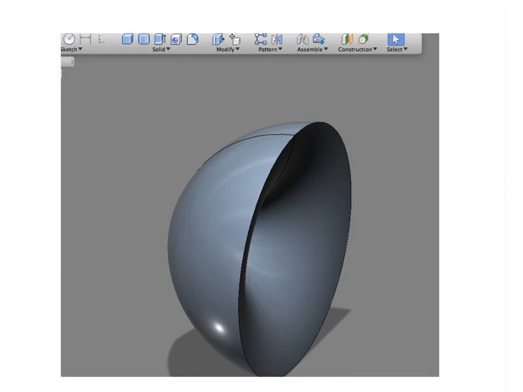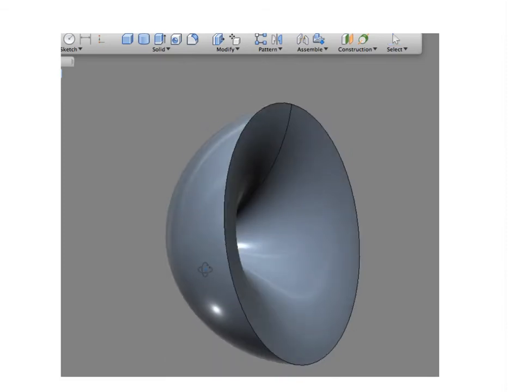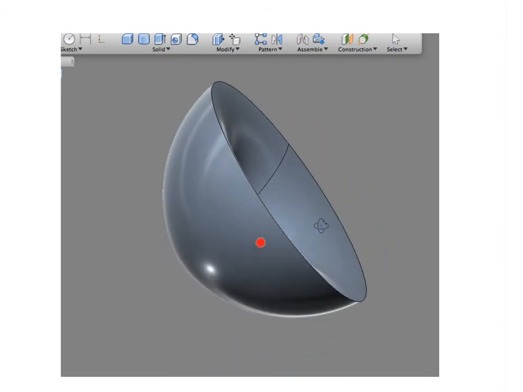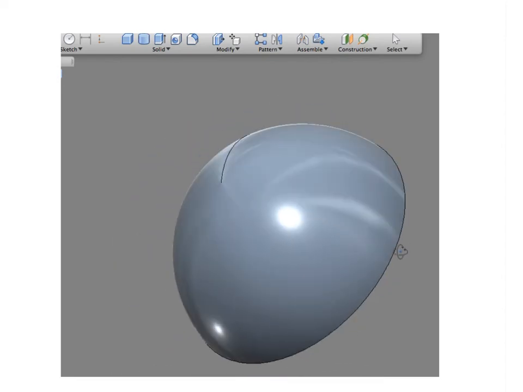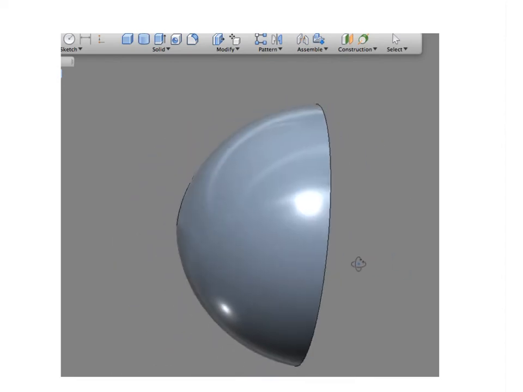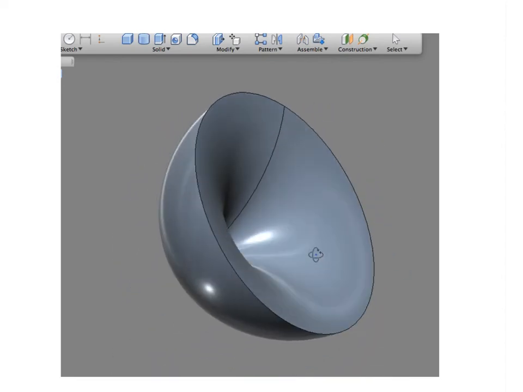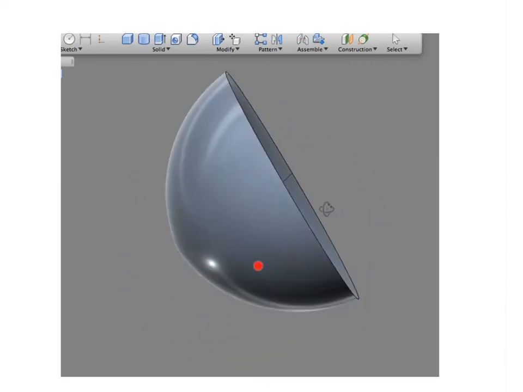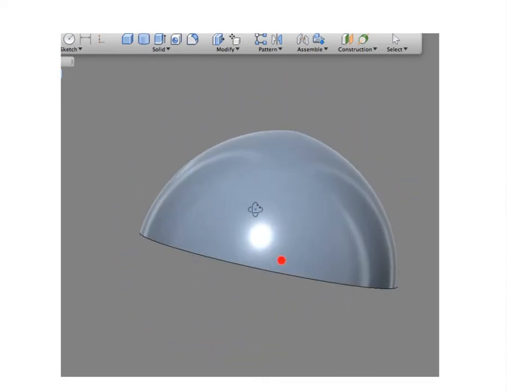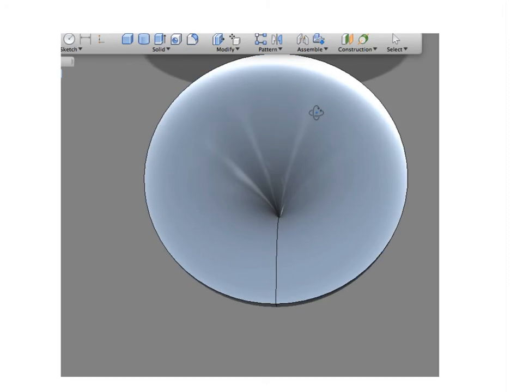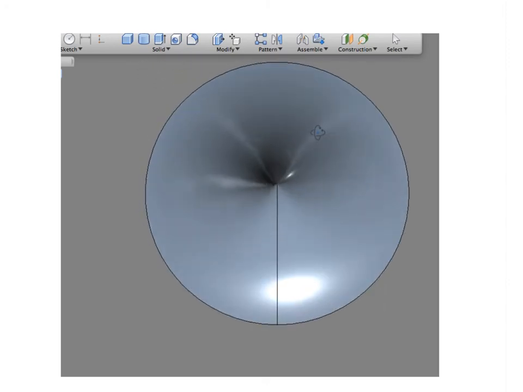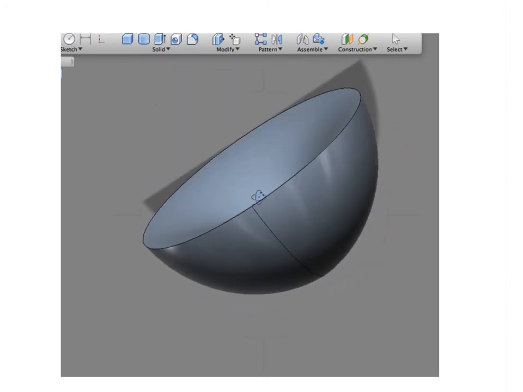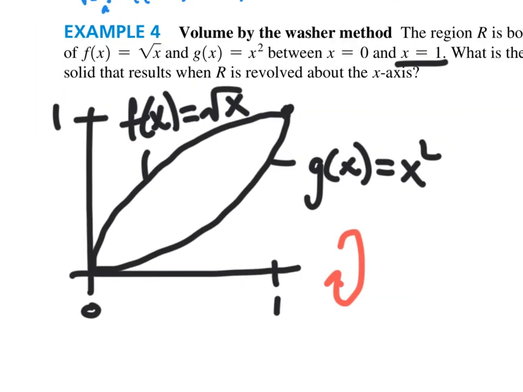And so you kind of get an idea. It's like this bowl shape with another kind of thing that looks like an instrument horn coming out of it. So just something that's kind of unique, all right? But because I have this space taken out, I have to use the washer method, okay? So let's go ahead and pause that and get out of this, and let's go back over here.